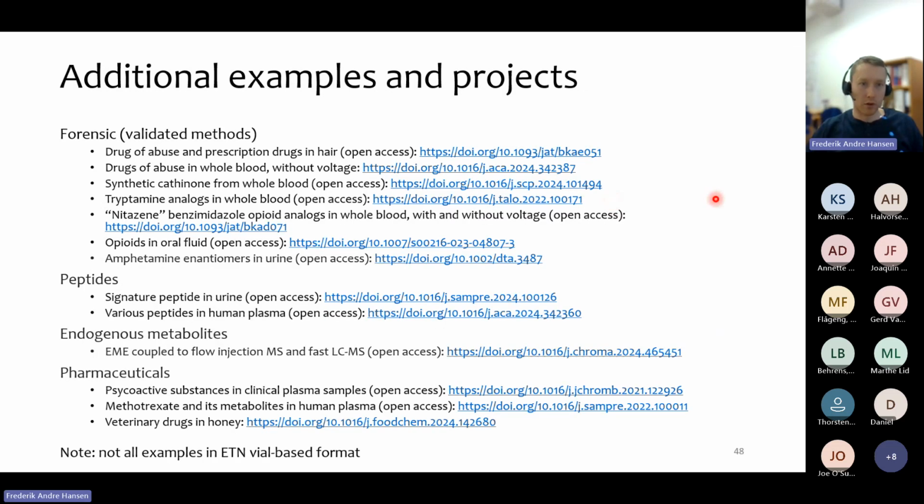Finally, I have a horrible slide with a lot of other examples of published applications. There are a number of forensic applications, and these are nice if you want to see validated methods. We have also worked on extracting peptides previously. This is a little bit more premature. We have examples of endogenous metabolite extraction or pharmaceutical metabolite extraction. The vast majority of these examples are published with open access, so most of you, or not all of you, will be able to access these. I will mention that not all of these were performed in the ETN format, since some of these examples predate that, but the chemistry is the same.